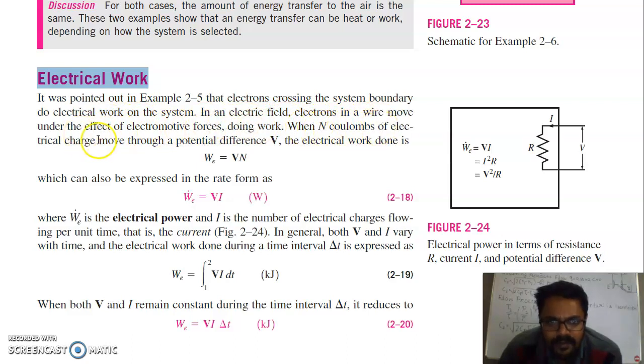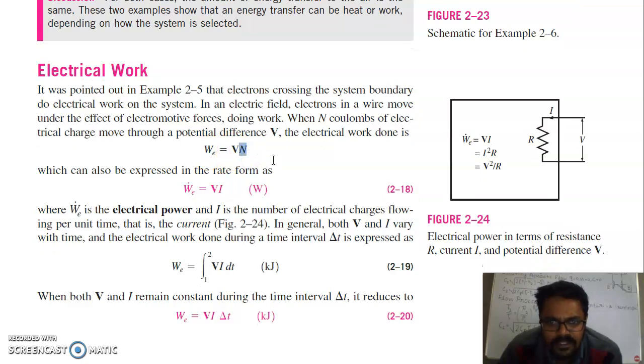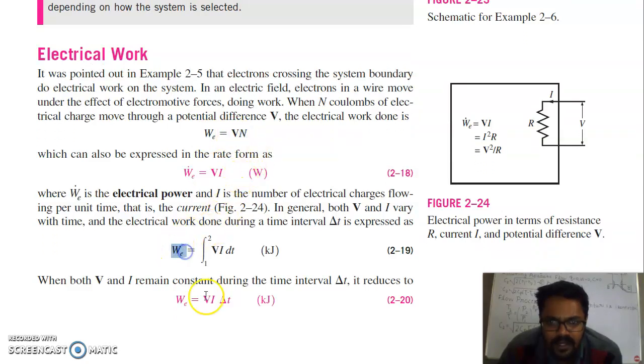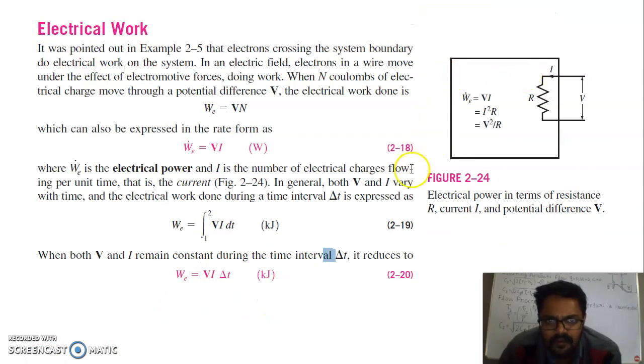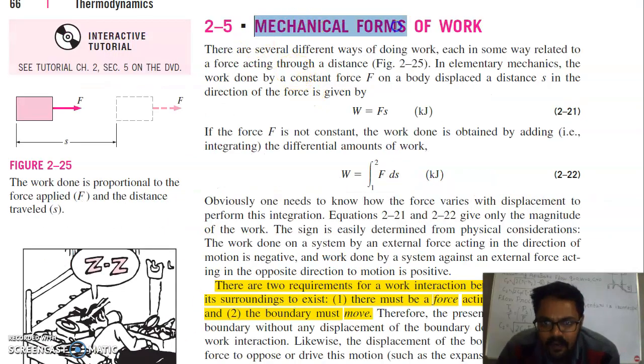When N coulombs of electrical charge move through a potential difference V, the electric work done is W equal to the potential difference times the number of coulombs, or you can say W is equal to V i times del T, where del T is the time interval. So this is another form of work, which is electrical. Another is mechanical forms of work.